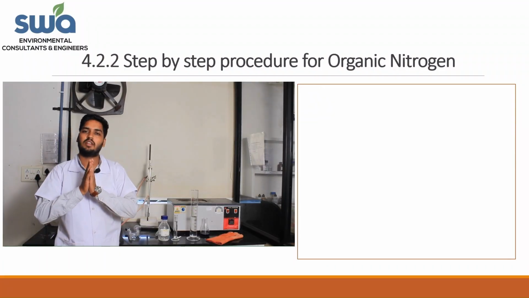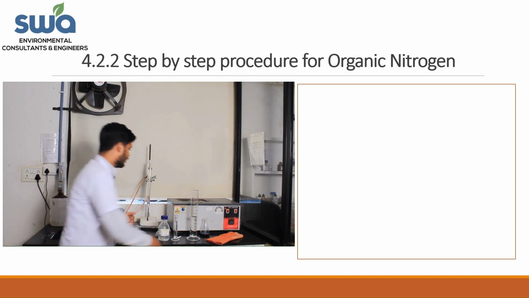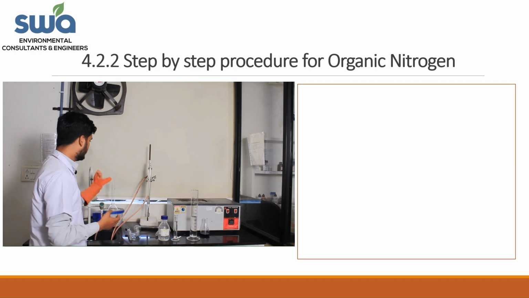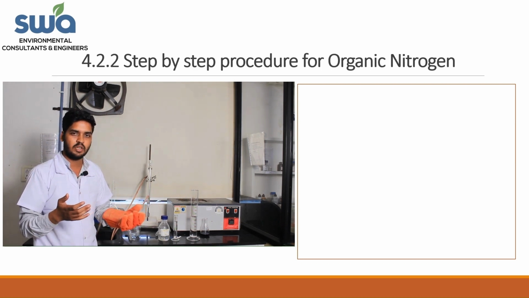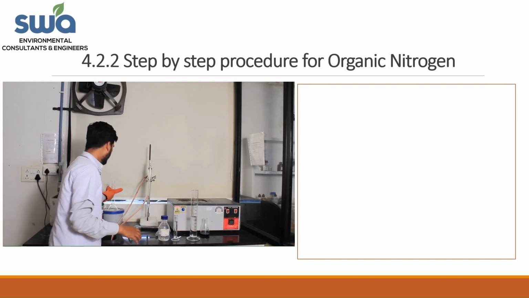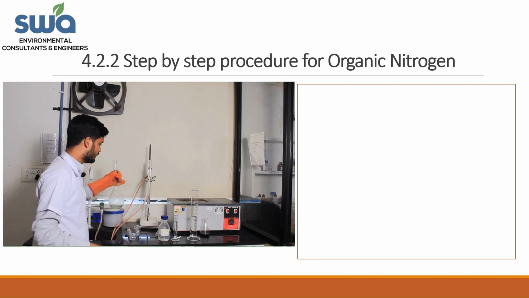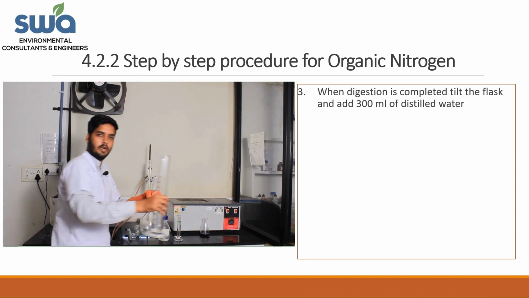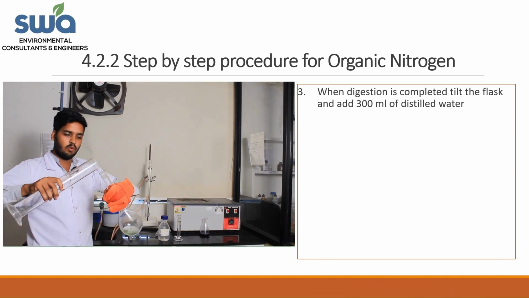So now after the digestion is completed, take out the distillation flask. Make sure you wear gloves because the distillation flask is at high temperature, or else let the distillation flask cool down at room temperature. So we are taking this distillation flask. Firstly, add 300 ml of distilled water into it. Add the distilled water slowly.